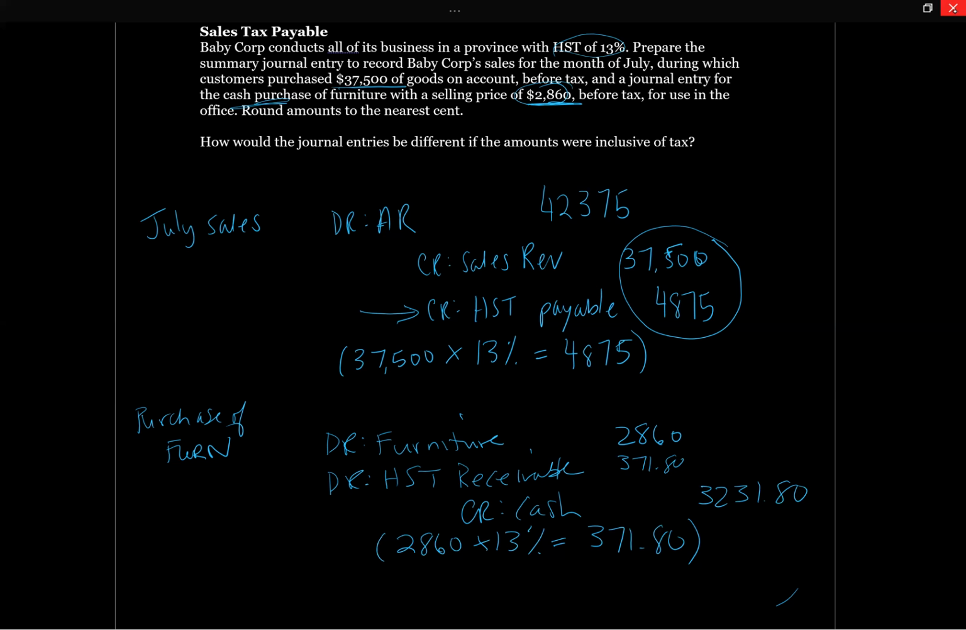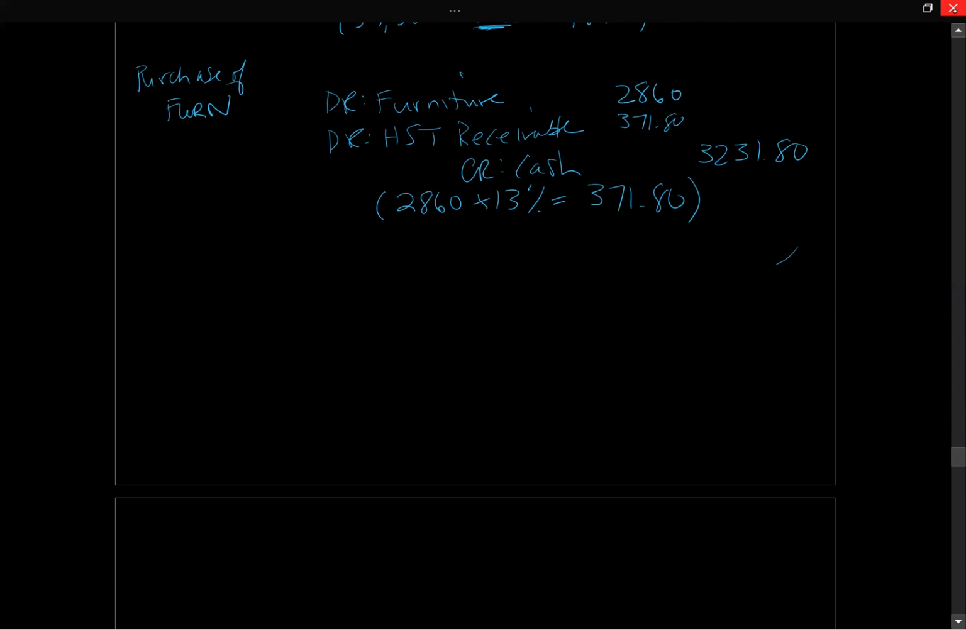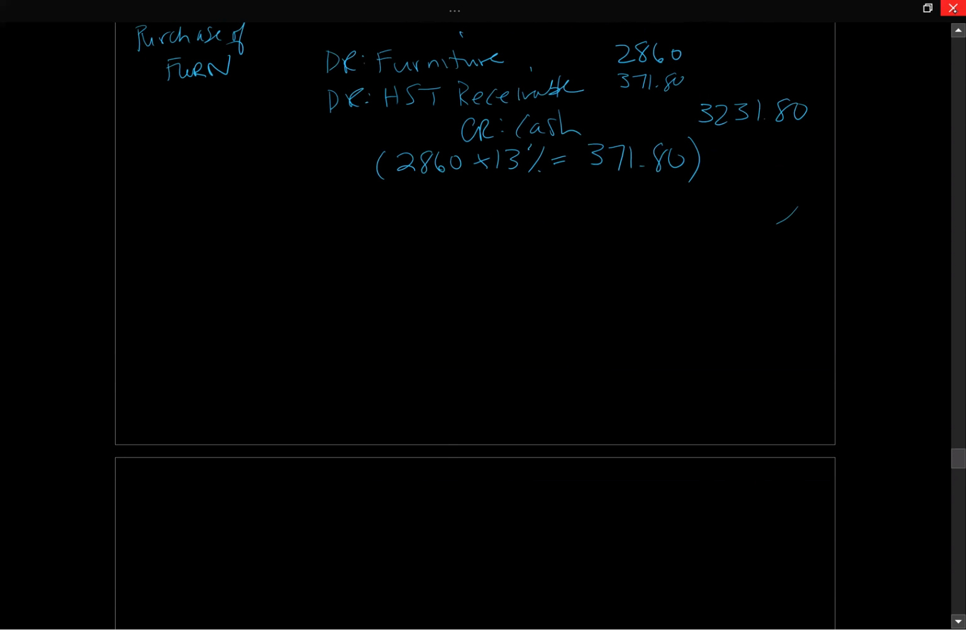Now, the next part of this question asks us how the journal entries would be different if the amounts we were provided are inclusive of tax. So in this case, we were told all the amounts before tax. So what we needed to do was add the 13% tax to come up with the HST. But it is possible that things could get a little bit more complicated and we could have amounts that are inclusive of tax. So let's see what those journal entries would look like.